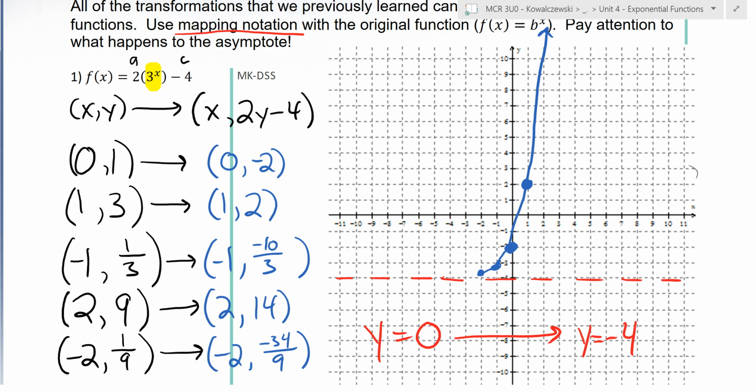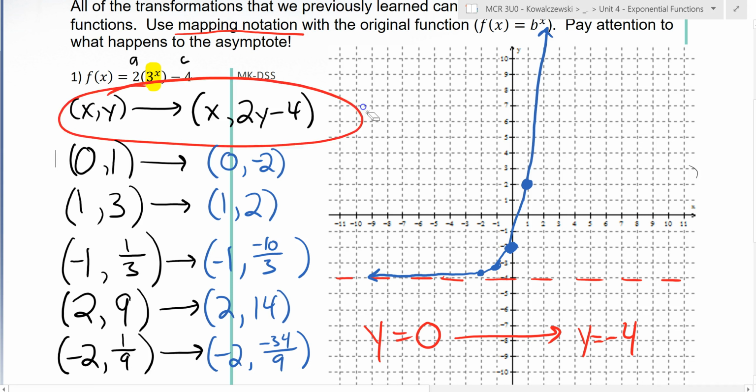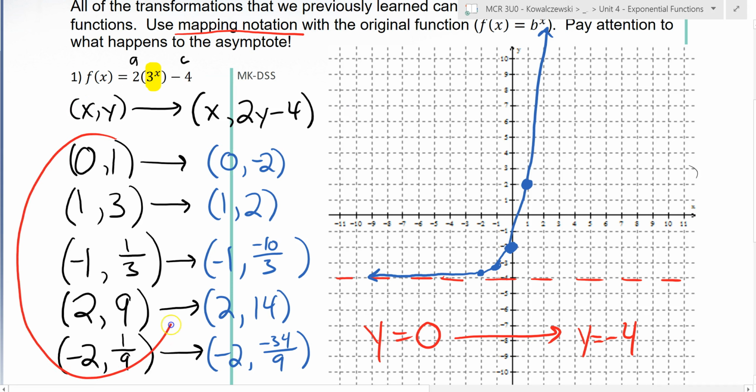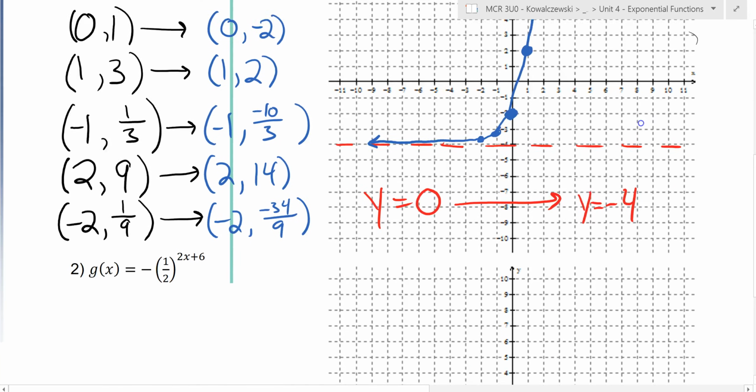All right, so now I can draw the rest of my curve that gets closer and closer and closer to that asymptote, but doesn't actually cross it. So that's how we transform the exponential function. So the actual mapping notation should be review, but we'll practice a little bit more getting these points in class and then drawing the curve. We have one more example down here to do.